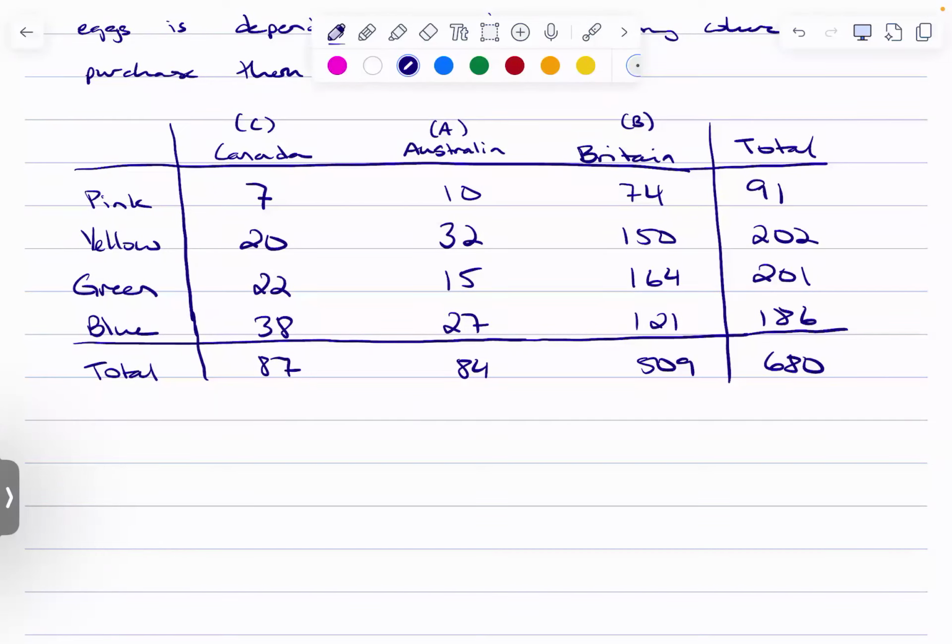Beside each of these, I'm going to write my expected count. 91 times 87 divided by 680. Let's do 11.64.